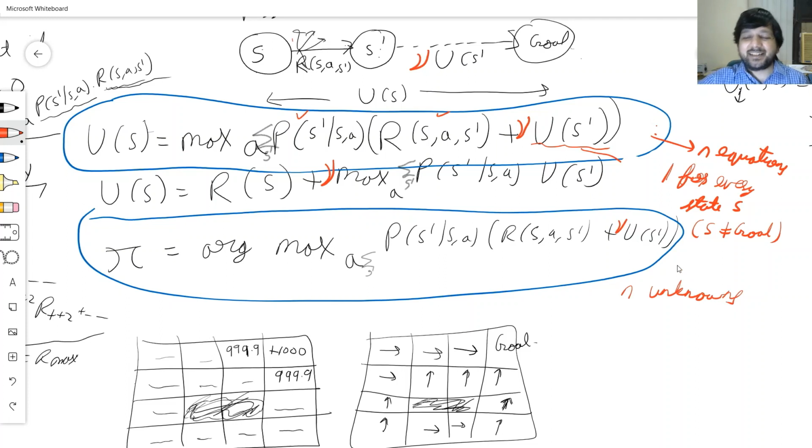So the obvious thing that comes to mind is n equations, n variables. Solve it up. Any linear equation package solver can solve that, and you can get all the U's. And once you get all the U's, you can get all the pi's. And once you get all the pi's, this is exactly what I wanted to calculate. Simple enough, but then the equations are not linear.